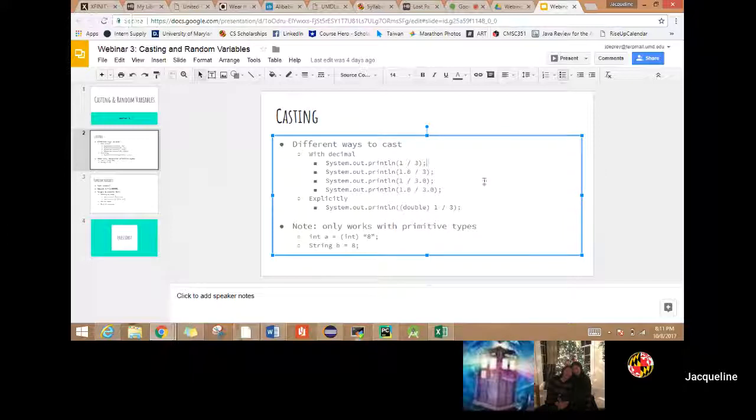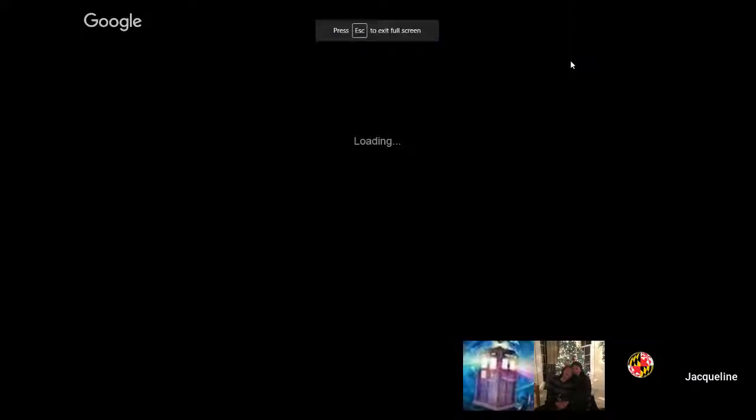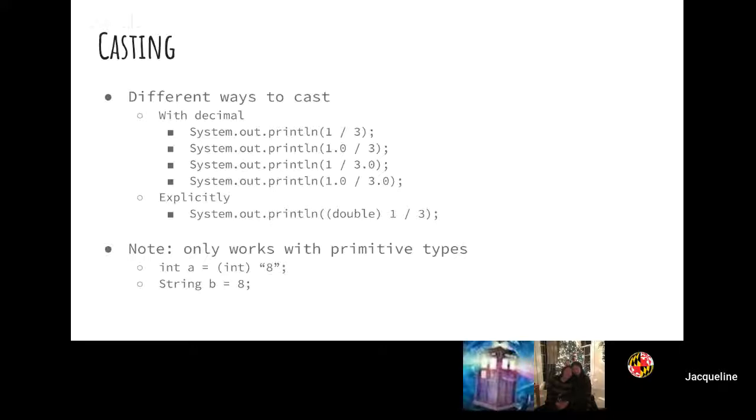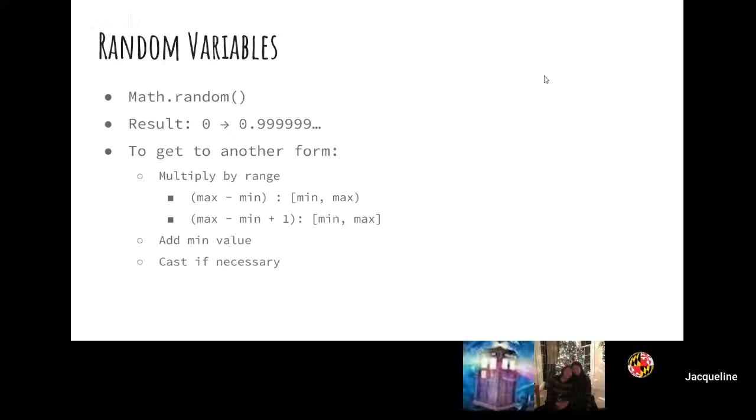Does anyone have any questions on casting before we move on to random variables? Any questions? Okay, if there are no questions, we're going to go ahead and move forward with our random variables.